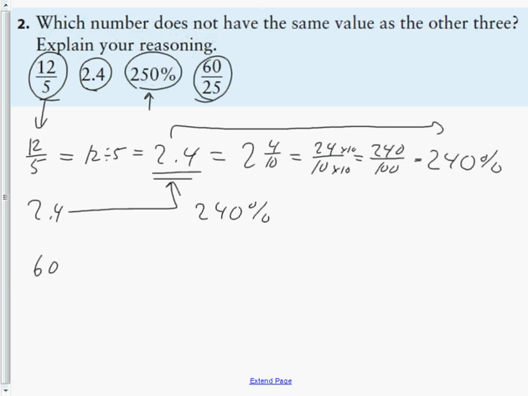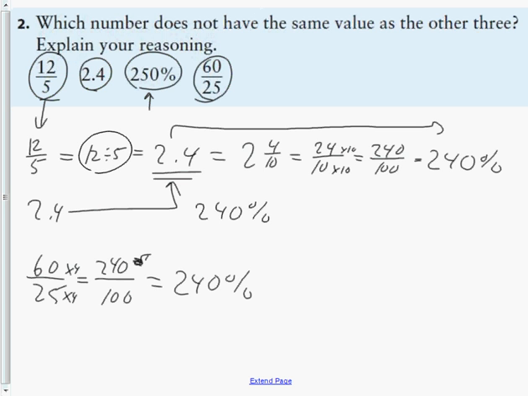So I'm going to just do it anyway, 60 over 25. Okay, I'm going to do this one a little differently. I'm not going to use the division method. I'm going to make an equivalent fraction out of 100. I'm going to multiply. I know that 25 multiplied by 4 gives me that nice, beautiful 100 denominator. And the numerator is going to be 240, which means that 240 out of 100 is 240%. So yeah, I was right to begin with. 250% is the one that does not belong there. And that's the proof you would have to show on a test.